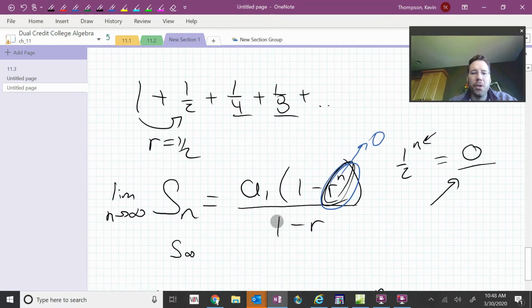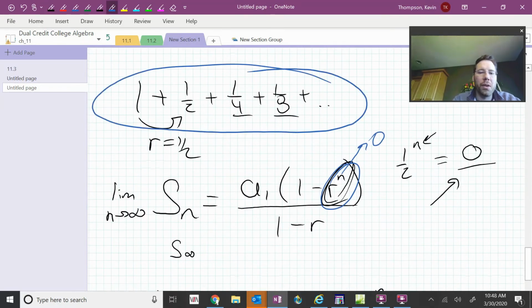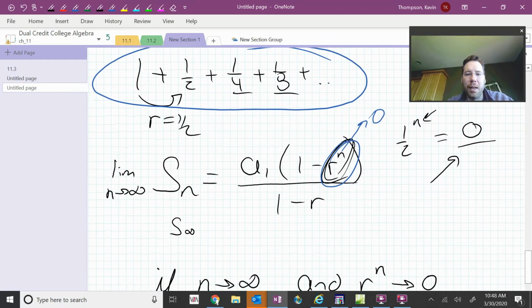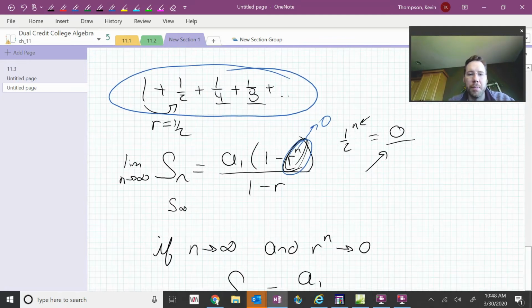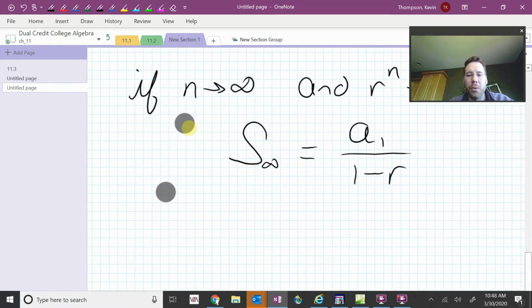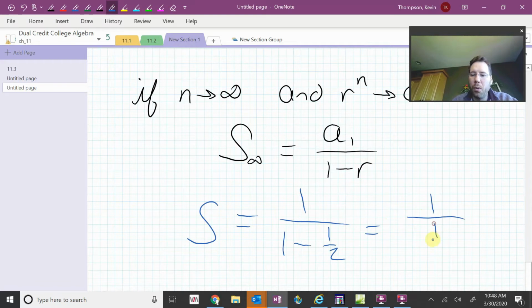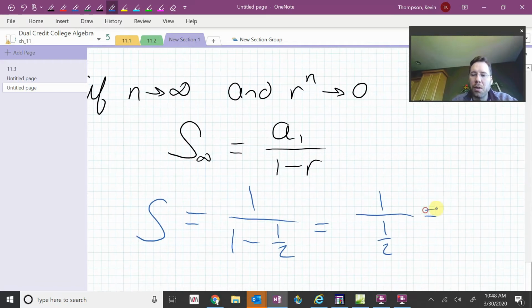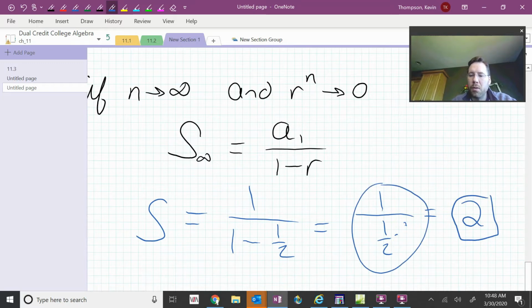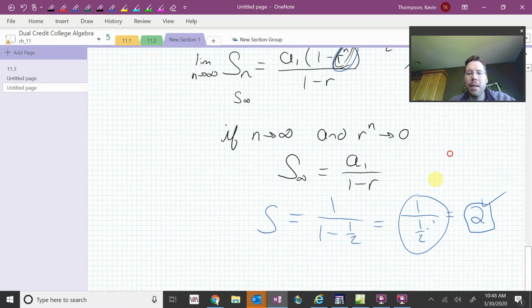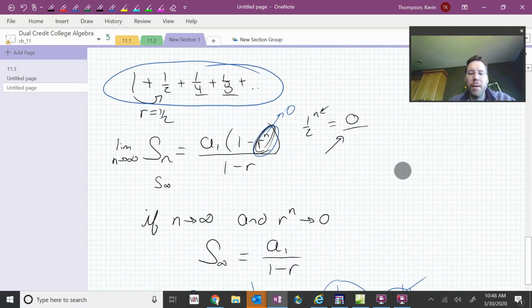Now, just to show that, here's that series 1 plus a half plus a quarter plus an eighth plus dot dot dot, forever and ever until the end of time. And what does that then equal? Well, the first term is 1. r is a half, so that would say 1 over 1 minus a half, which is 1 over a half, which is 2. Right? You multiply by the reciprocal. So the sum of that is a number. It's actually 2.